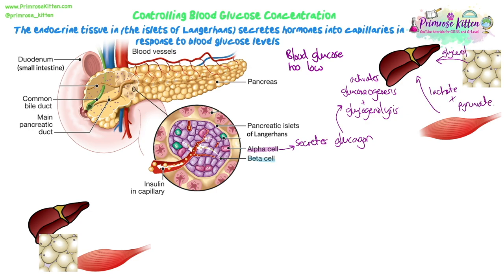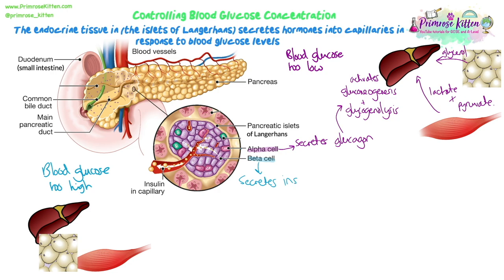If the opposite happens and your blood glucose levels go too high, for example, after you've eaten a cake, to make sure your blood glucose level doesn't go too high once you've absorbed all of that sugar, then we have this response. So the beta cells this time, they secrete insulin. They will detect that this blood glucose level is too high. They will secrete insulin into the blood.